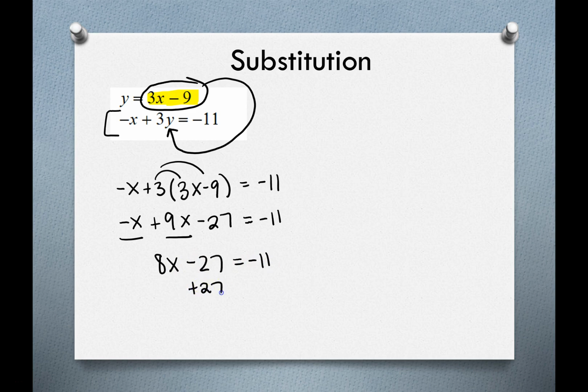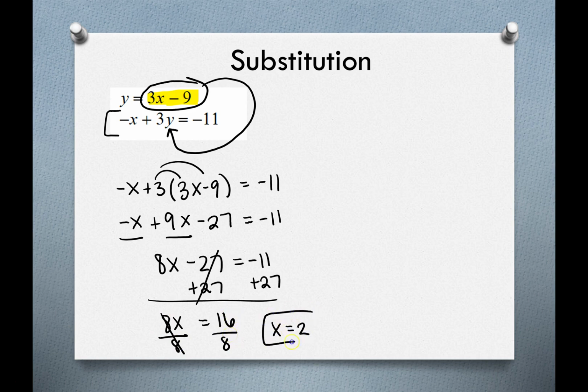I'm going to add 27 to both sides. That disappears, dropping down the 8x. And now negative 11 plus 27, that gives me 16. Divide by 8, and I get my x equals 2, right? 16 divided by 8 is 2.